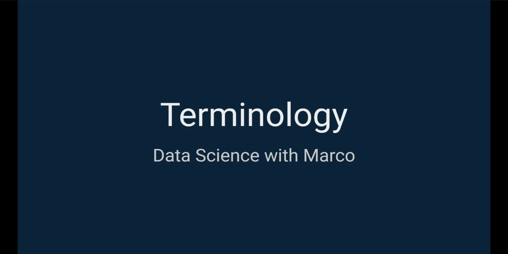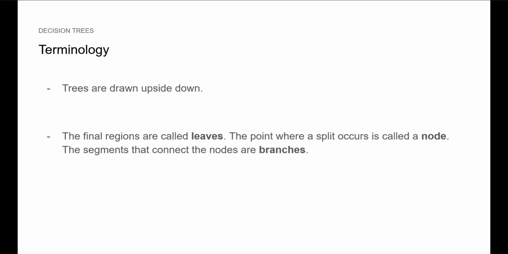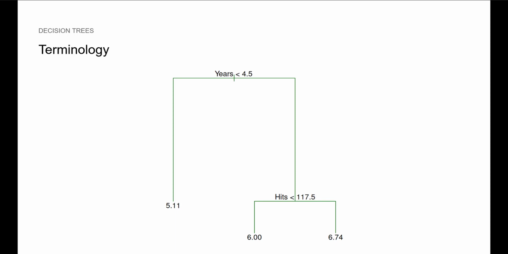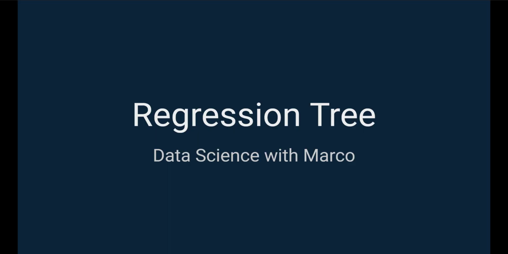Before we move on, we need to get familiar with a bit of terminology. Trees are drawn upside down. The final regions are called leaves. The point where a split occurs is called a node. And finally, the segments that connect the nodes are called branches. Here is an example of a basic decision tree with the leaves at the bottom and the branches connecting the nodes. Now, let's see how a regression tree works.